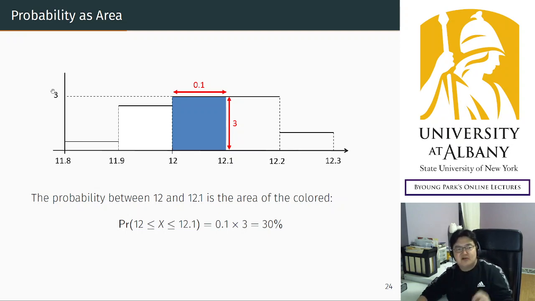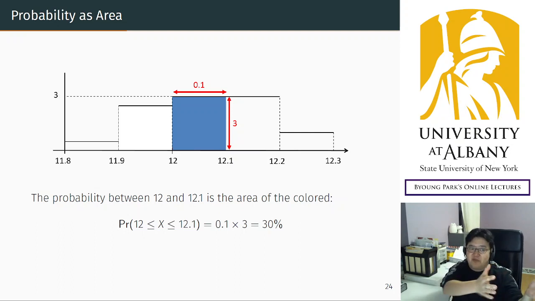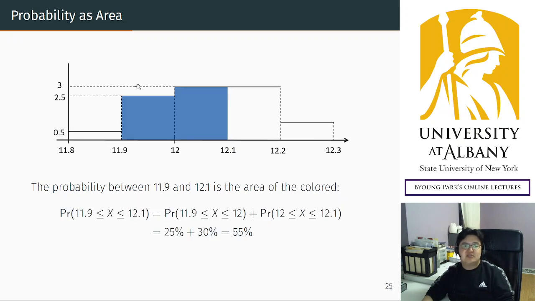More rigorously speaking, it is a density, right? It's like the mass and the density are different. Like that, this is the density of a probability. Mass is probability, but this number is like density. So probability density is how we call this value.